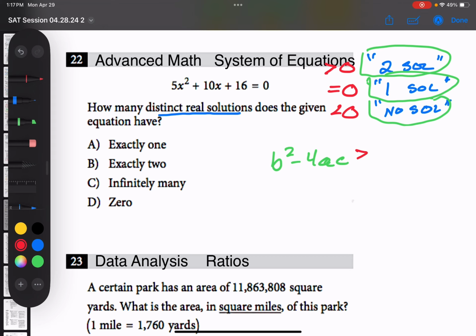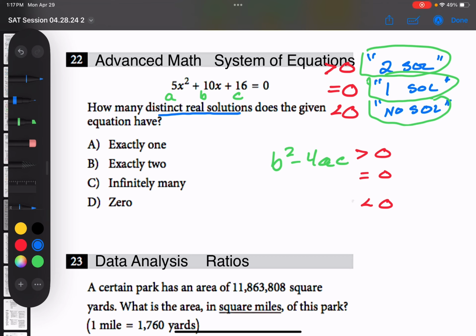So that's what we're looking for. Is it going to be greater than 0? Is it going to be equal to 0? Or is it going to be less than 0? Got it? All right. Now, let's take the equation. What is our A value? Our A value is 5. Our B value is 10. Our C value is 16. All right, let's plug these in.